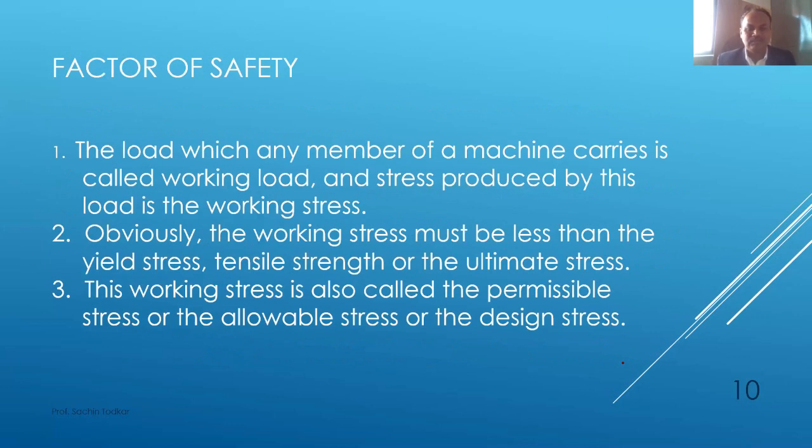Now, factor of safety. The load which any member of a machine carries is called the working load. We all know this. Whatever machines we are manufacturing, they are to do something, do work. So in that case, it may take some working load and working stress. Obviously, this working stress must be less than the yield stress or tensile strength. This working stress is also called permissible stress or allowable stress. We can allow that much stress only on that particular machine part.